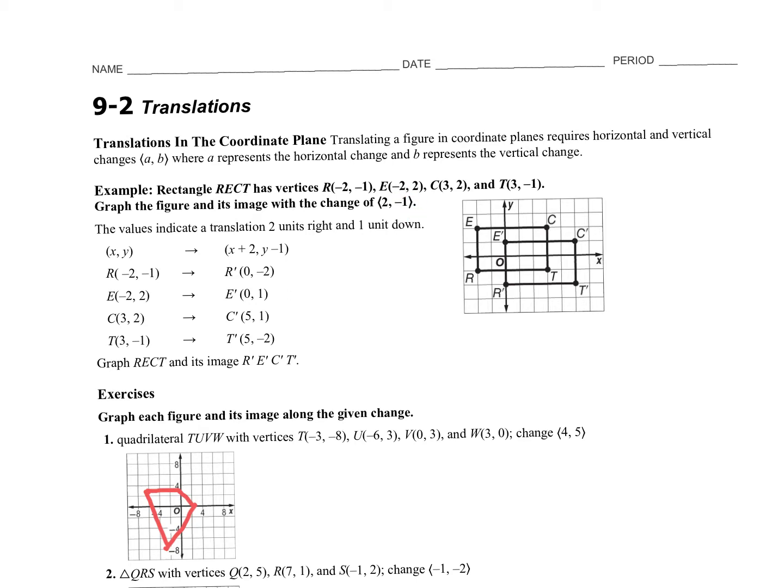And as you may expect, there are 4 essential directions. If we have a positive A value, that means we're going to the right. So positive A equals right. Negative A equals left. Positive B equals up. And negative B equals down. So because we have a positive 2, that means we're going 2 units to the right. -1, we're going 1 unit down.